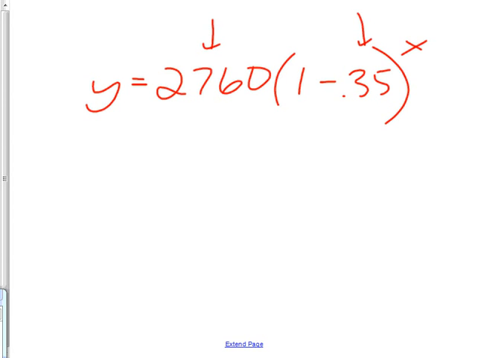Use your calculator. And on the y equals, if you type this in, it will be a graph. And then you'll look at y equals 1, and you'll see where it is. You can look at y equals 2. Sorry, x equals 1 would be after 1 year. All right, so let's put that in the y equals.